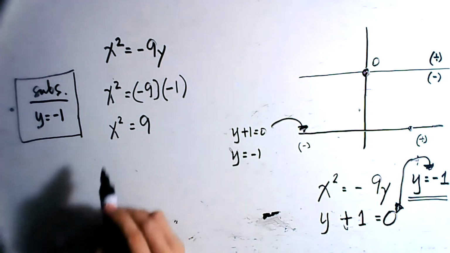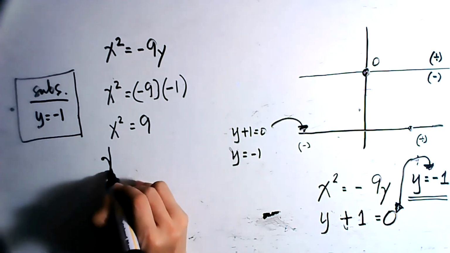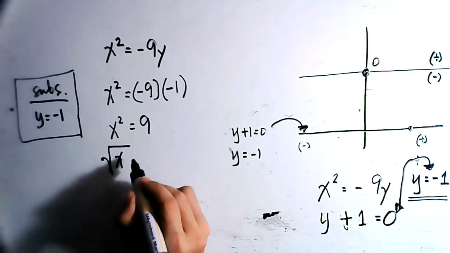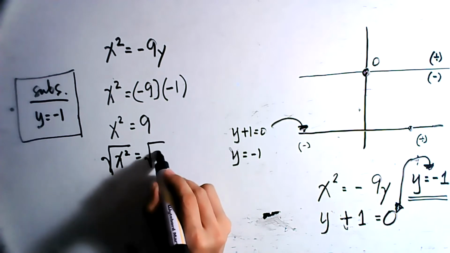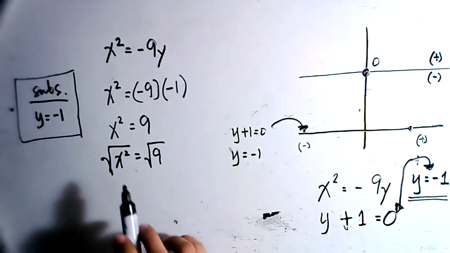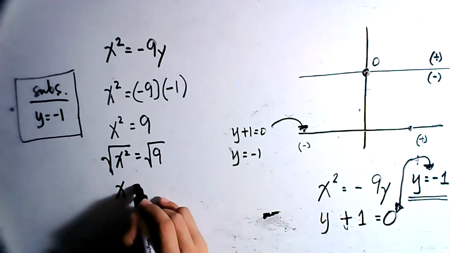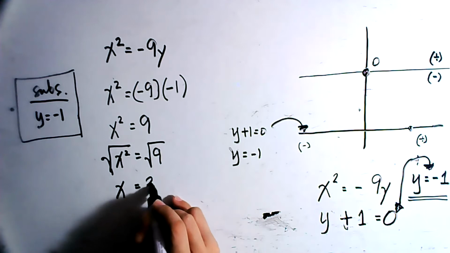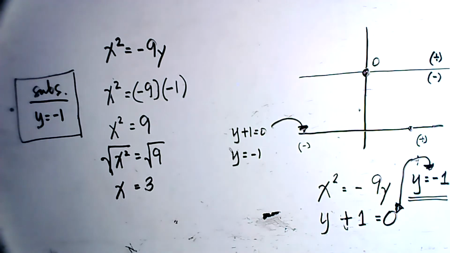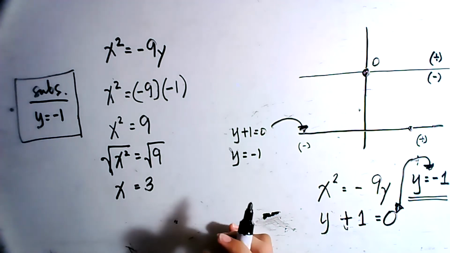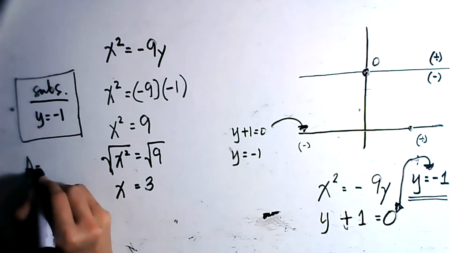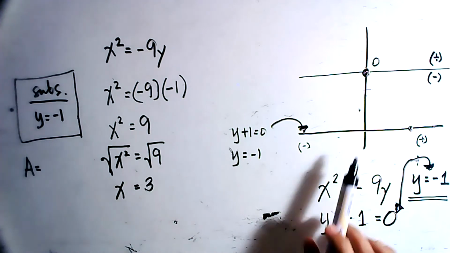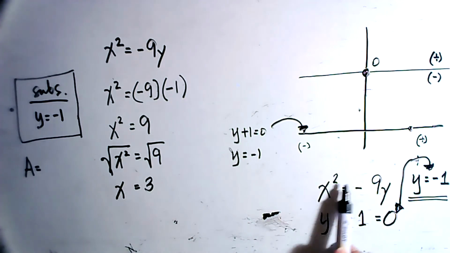Then if you are going to determine the value of x, you simply get the square root of x squared, which equals the square root of 9. The square root of x squared is x, and the square root of 9 is 3. So that means, from the formula of area, because we are going to determine the value of the area, according to the formula for the area for this kind of figure.